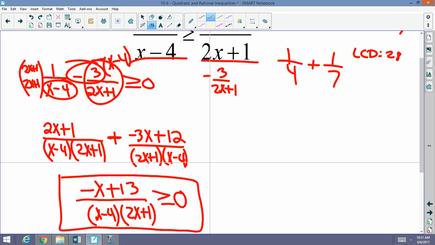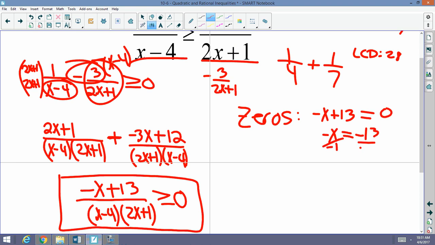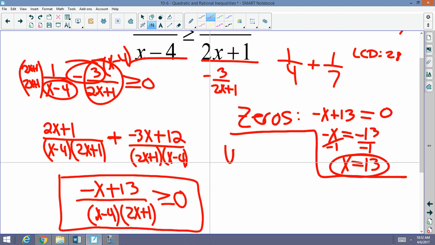All right. What are my zeros, guys? Well, you set negative x plus 13 to equal 0. So negative x equals negative 13, divided by negative 1, x equals 13. What are my restrictions or my undefines? X cannot equal 4 or negative 1/2. Beautiful.